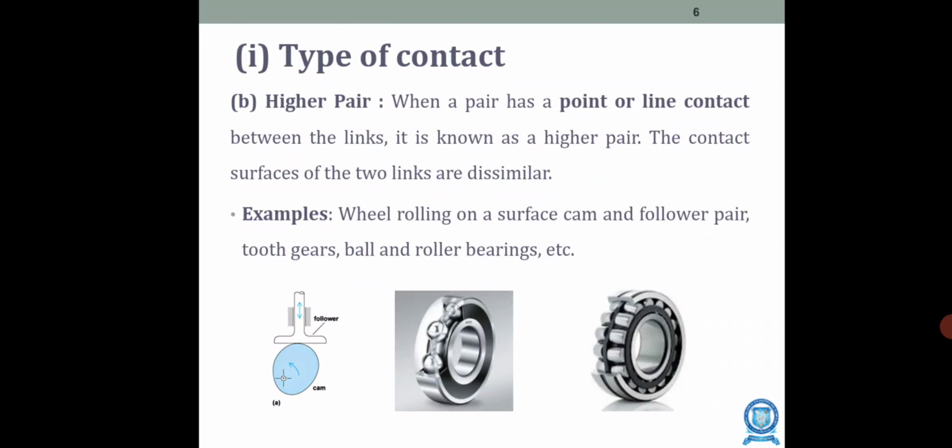What can be the examples? A wheel rotating on a surface, a cam and follower pair. Can you see this? It is dissimilar. Tooth gears, and ball and roller bearings are some examples of higher pairs. You should be in a position to identify the difference between them.